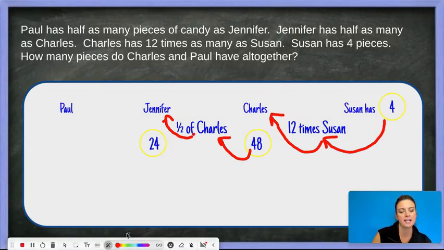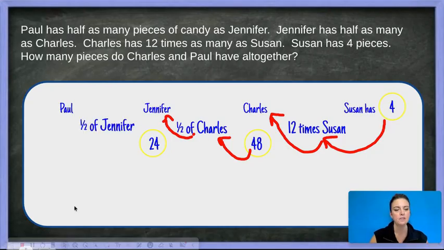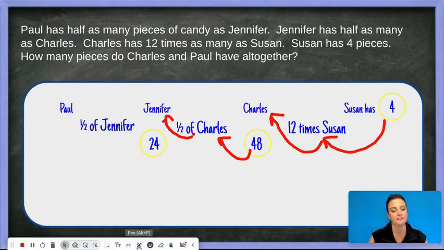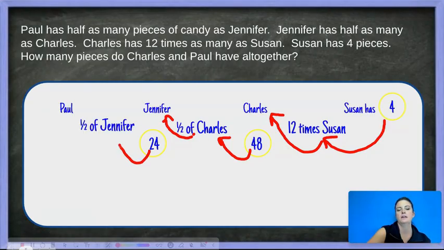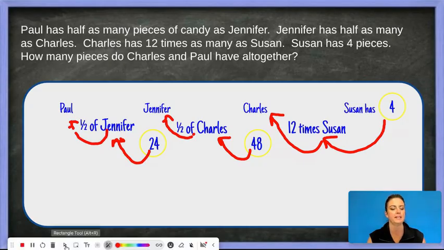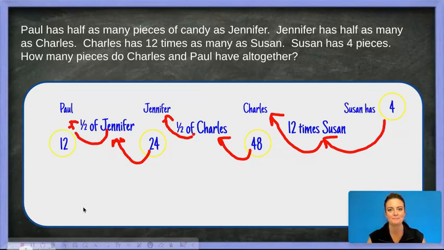So if Jennifer has 24, Paul has half of Jennifer. So we take 24, and we know that Paul has half of Jennifer. So that gives Paul how much candy, everybody? 12. Easy peasy, right? But that's not the question.